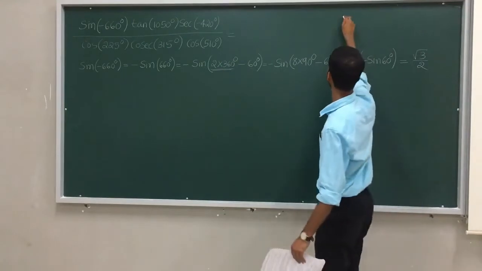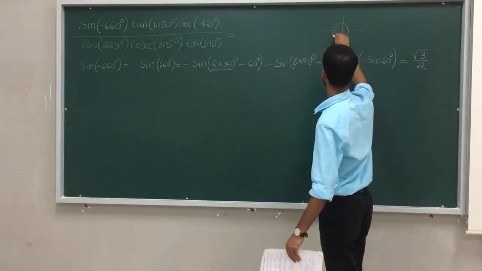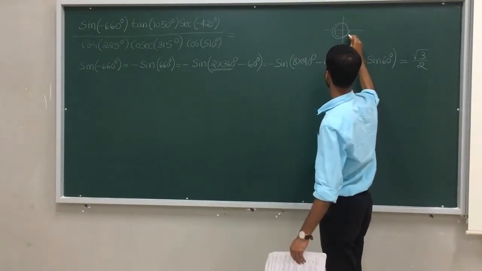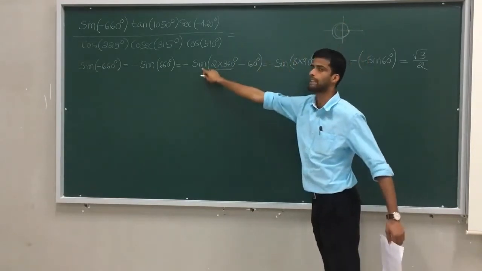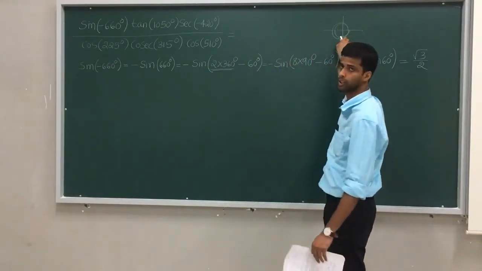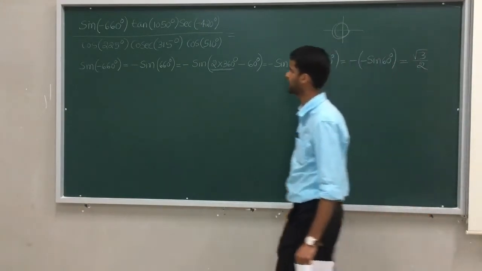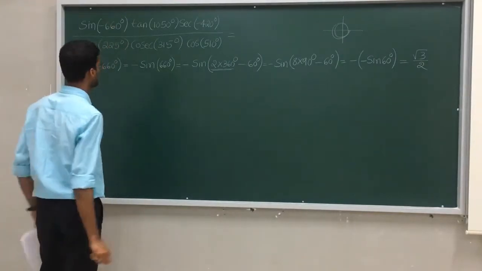I have considered this calculation like this: 360 times 2 rotations. This is 1 rotation, this is 2 rotations. Plus means forward, minus means backward, so it is in the 4th quadrant. In the 4th quadrant, sine is negative according to the ASTC rule. Therefore I wrote minus. Minus minus becomes plus. So I got the answer for sin 60 degree. Let's move on to the next term.